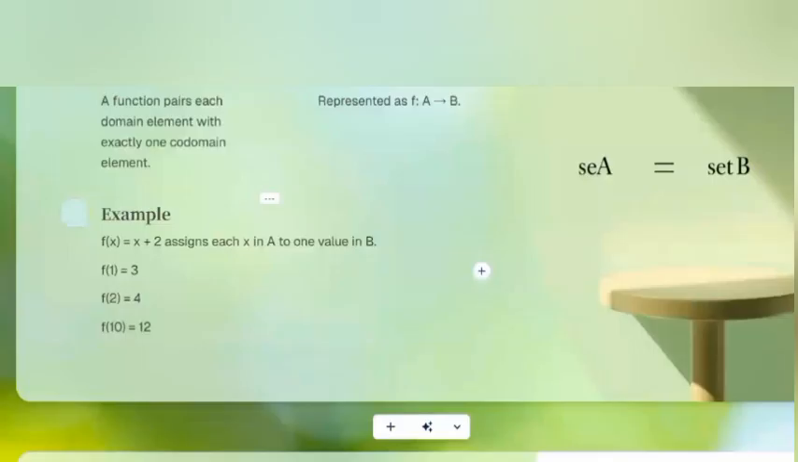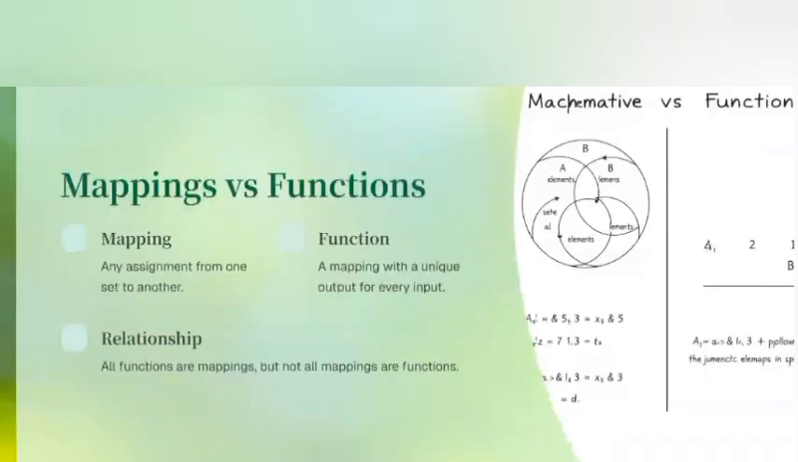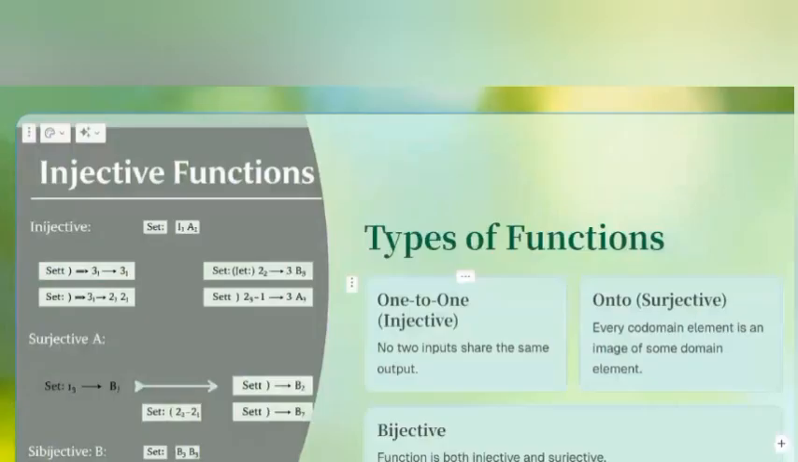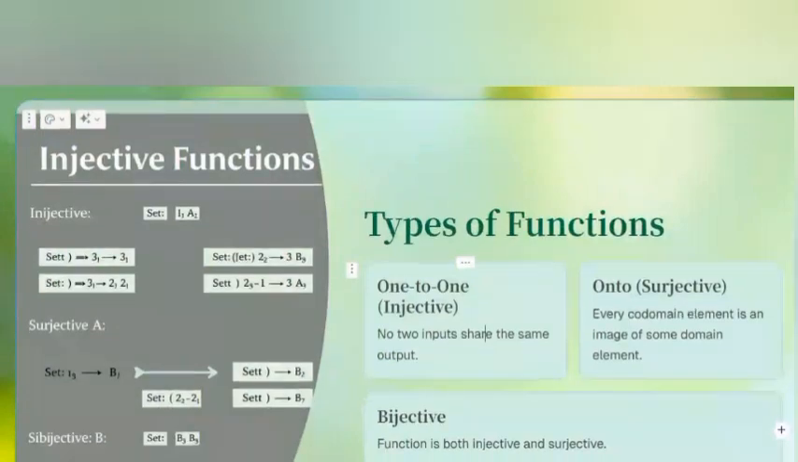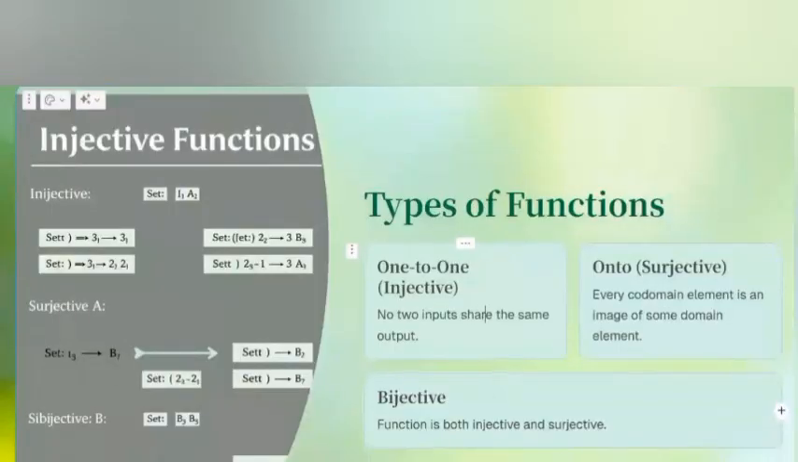So every input goes to one output. Kind of one-to-one, one-to-one, one-to-one. That's where the name actually comes from: a one-to-one function, or injective function. No two inputs share the same output. Everyone is on its own, unique. That's one type of function.